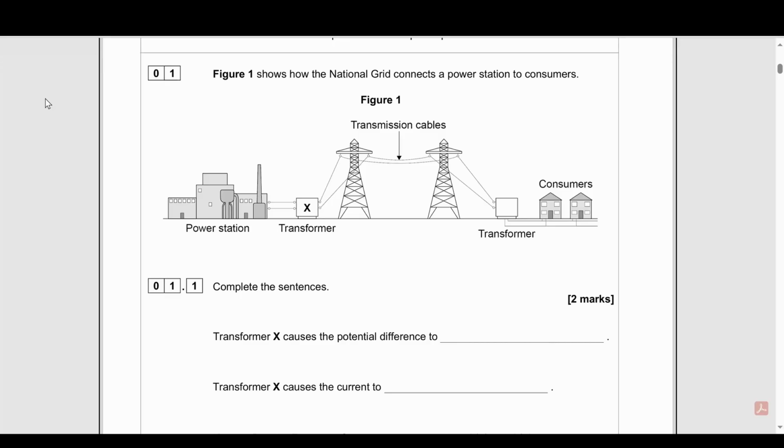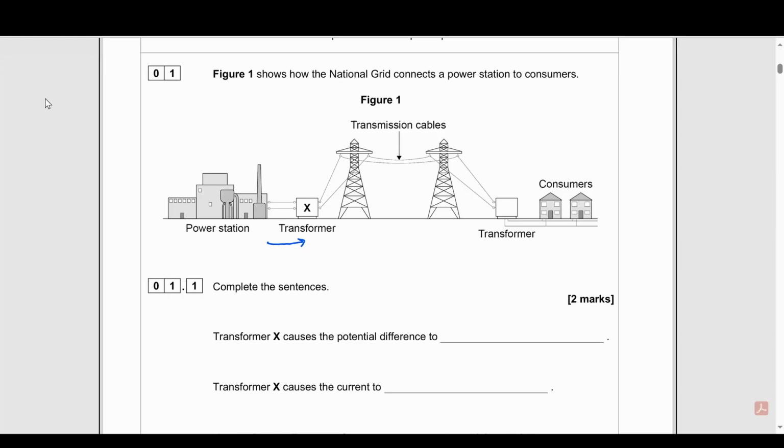So looking at our diagram, we've got a power station where our electricity will be generated, and then it is transferred to a transformer, which is connected to transmission cables, and then another transformer, which is then given to our consumers.